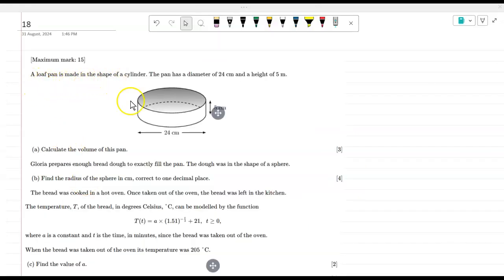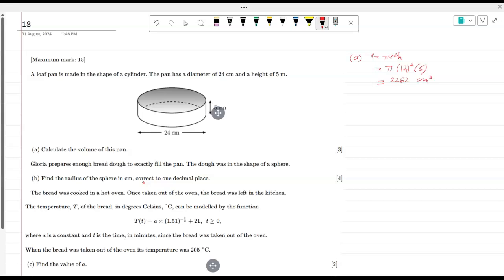A loaf pan is made in the shape of a cylinder. The pan has a diameter of 24 and the height is 5 centimeters. Calculate the volume of this pan. So what is the formula for the volume of the pan? First, the radius is 12. So volume will be pi r square h. So pi into 12 square into 5. So 2262 centimeter cube.